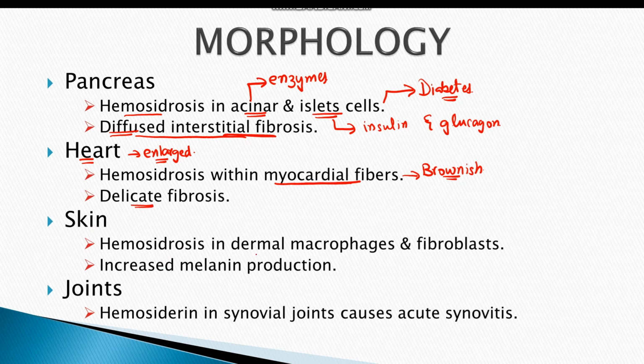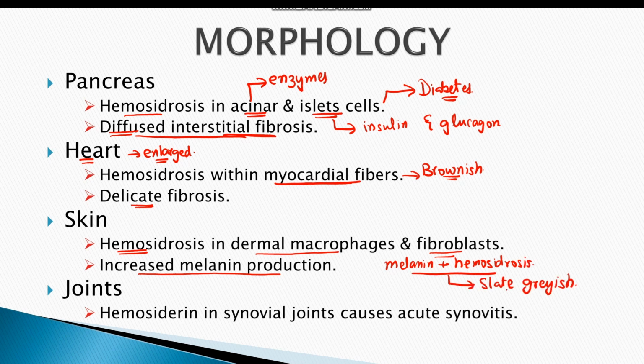Moreover, the dermal macrophages and fibroblasts present in the skin also contain hemosiderin. There is no hemosiderin deposition in the epithelium of the skin, but through an unknown mechanism, hemochromatosis results in increased melanin production by the skin epithelium. So melanin inside the skin and hemosiderosis give a slate grayish color to the skin. The discoloration and pigmentation in the skin is mostly in the sun-exposed areas.